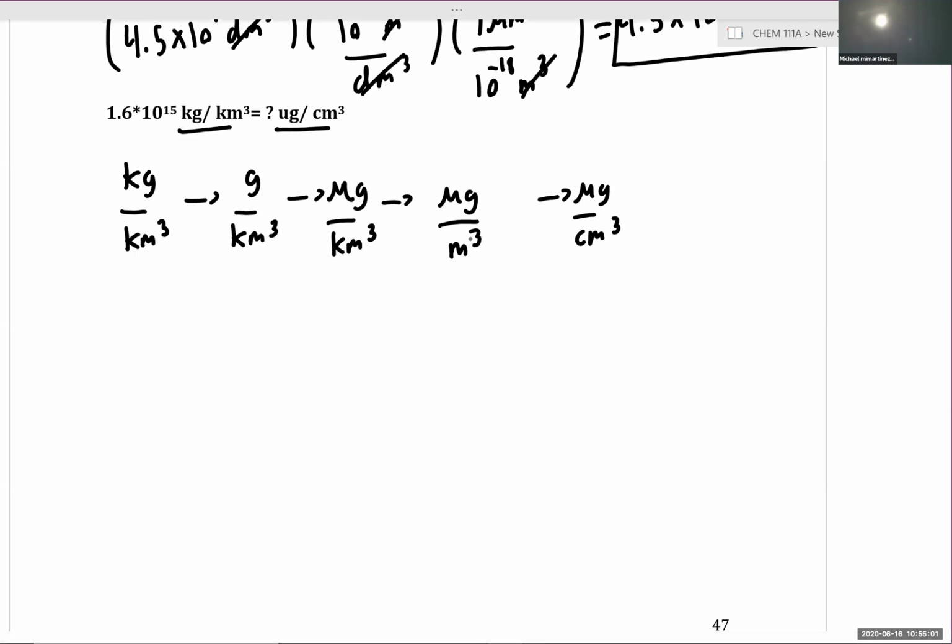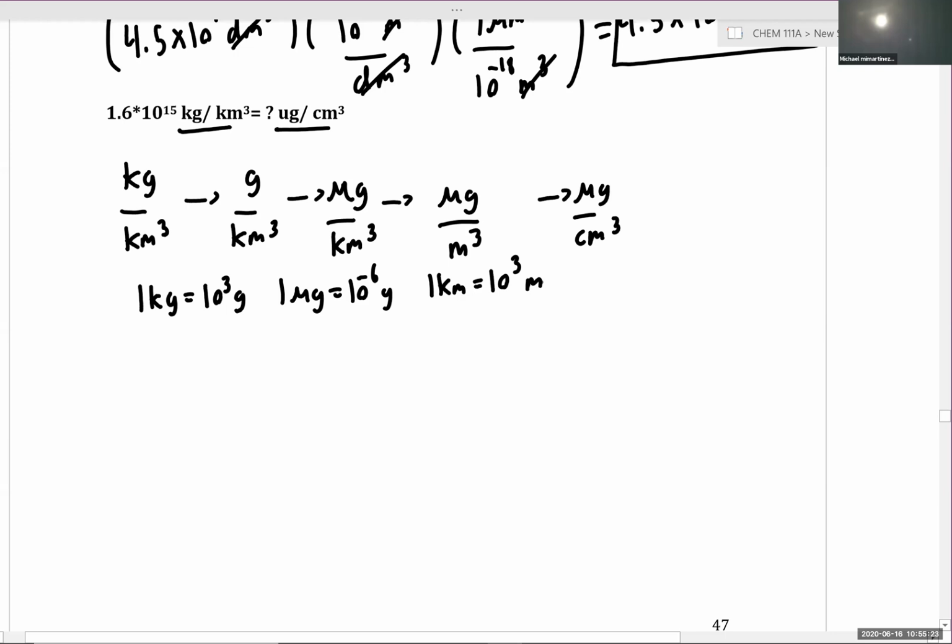Wonderful. So now all we have to do is write our equalities. So 1 kilogram corresponds to 10 to the third gram. 1 microgram corresponds to 10 to the negative 6th gram. 1 kilometer corresponds to 10 to the third meter. 1 centimeter corresponds to 10 to the negative 2nd meter. So now that we have our equalities, all we have to do is write our number, 1.6 times 10 to the 15th kilograms per kilometer cubed.